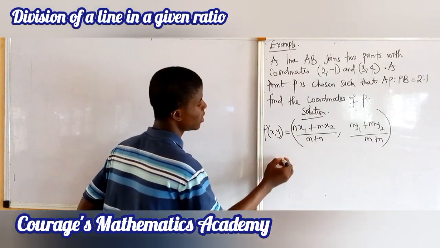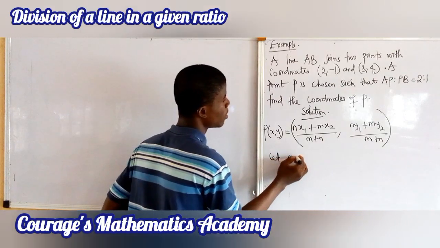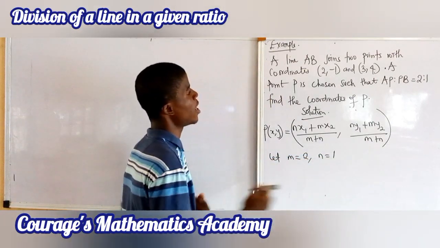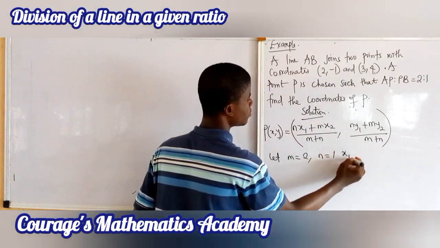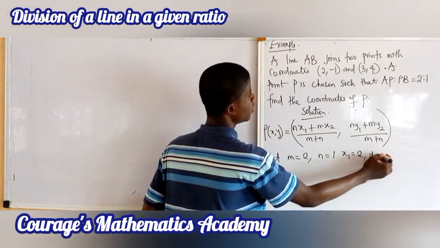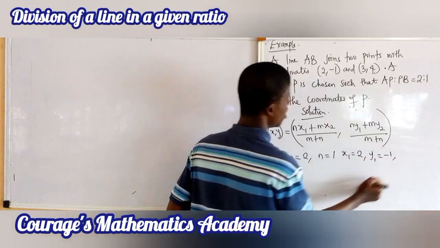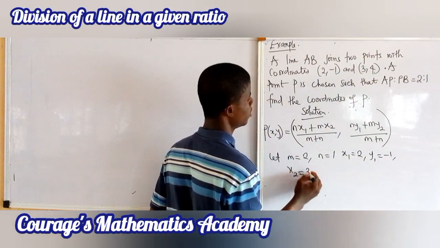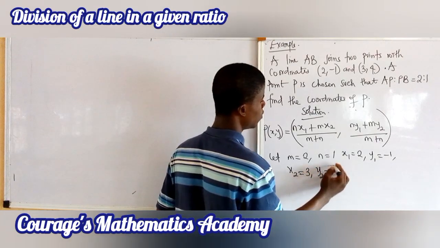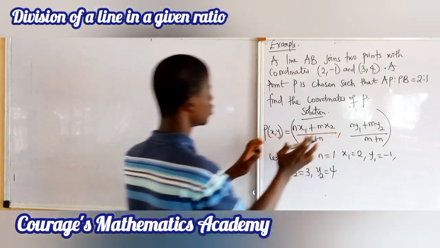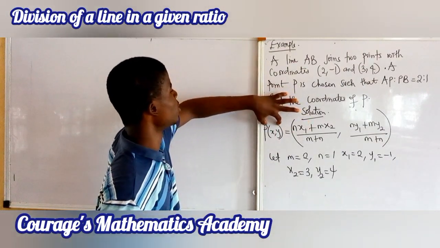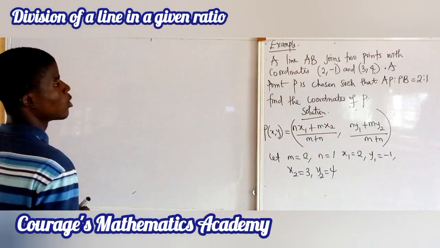So in this case, let our m be 2, our n be 1. Our x1 is 2, our y1 is minus 1. Our x2 is 3. Our y2 is 4. So let's substitute these values into this equation, and into this equation, then we get our coordinates for P, x comma y.